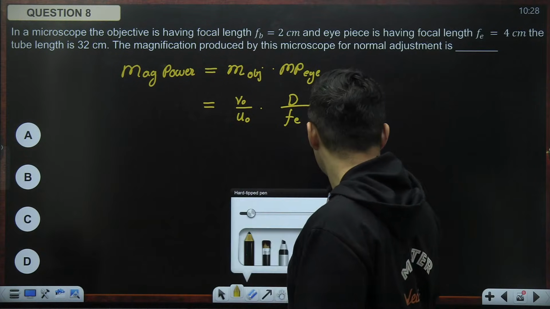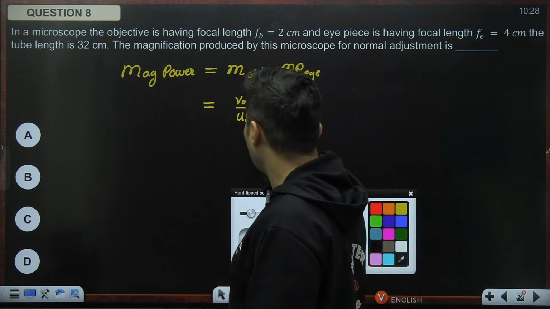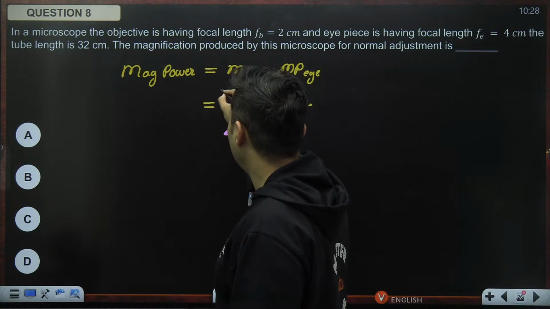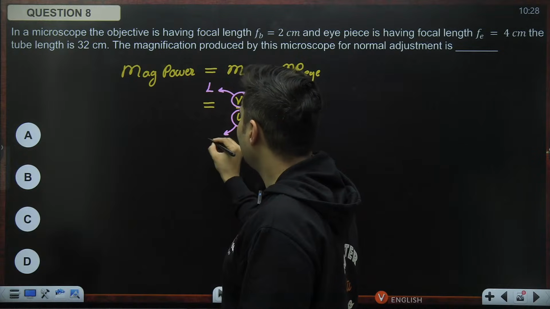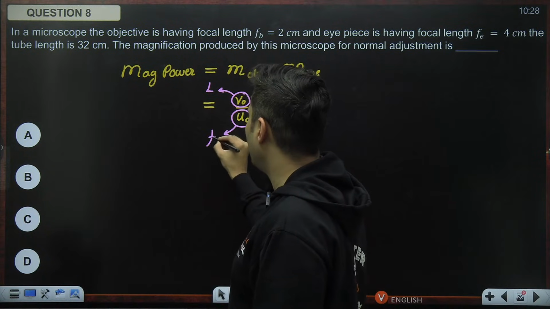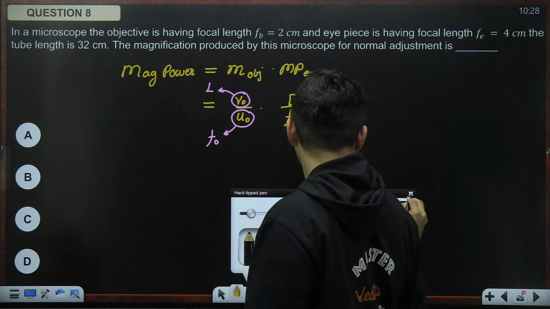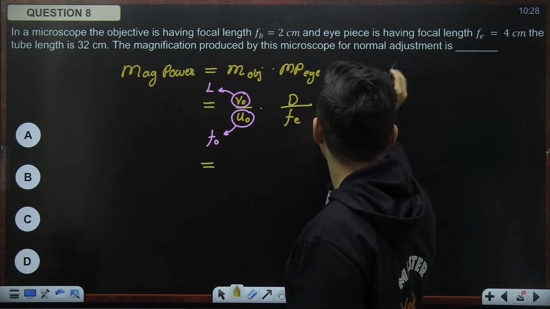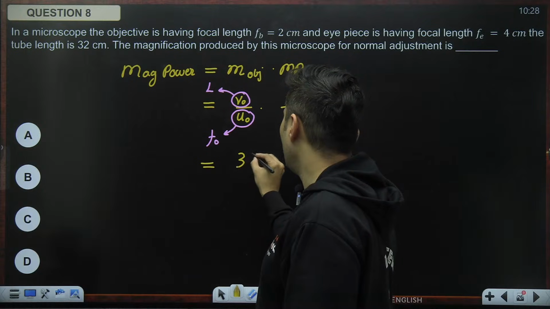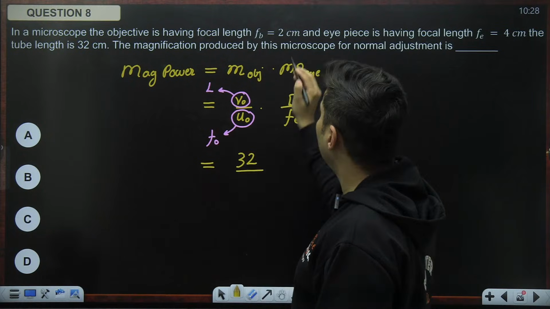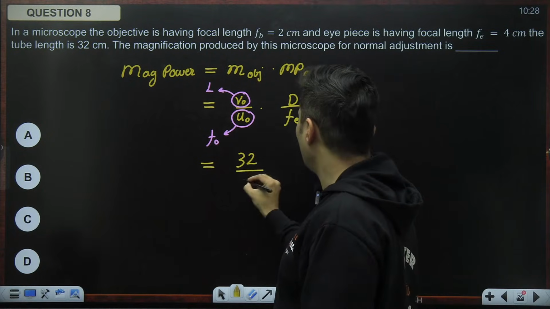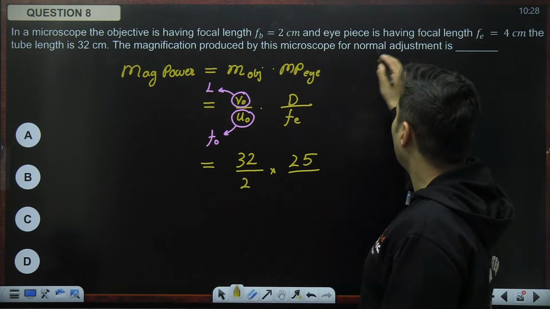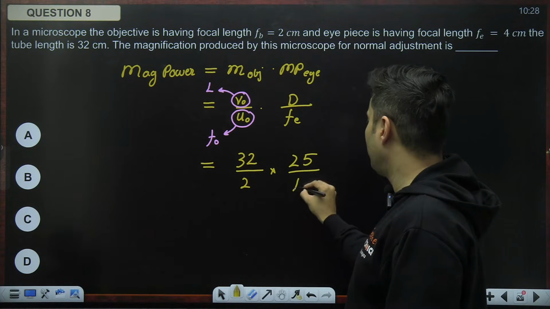But what happens is, in approximations, these values I already know. This will be the length of the tube, and this will be nothing but the focal length of the objective. So the length of the tube is already mentioned. It is 32. Focal length of the objective is 2. Least distance of distinct vision is 25. Focal length of the eyepiece is 4.